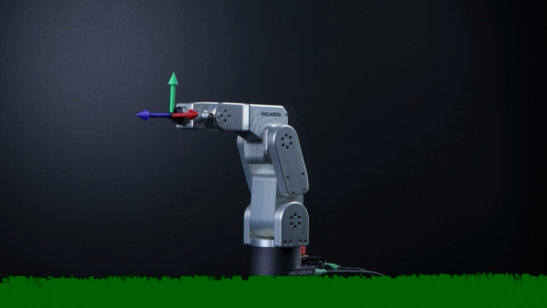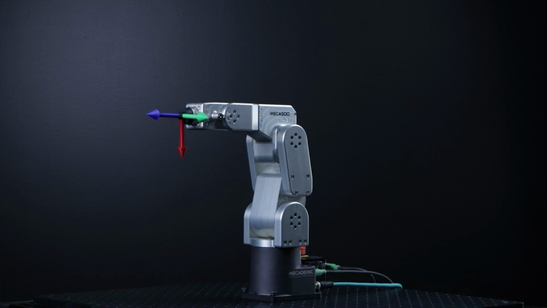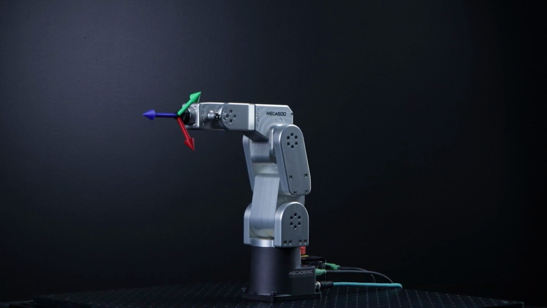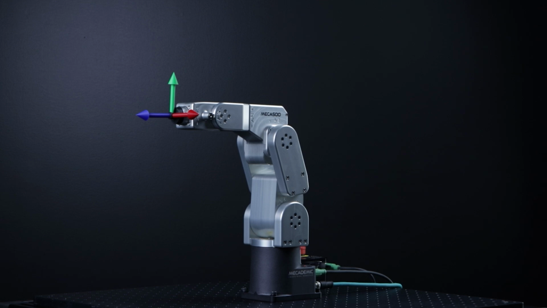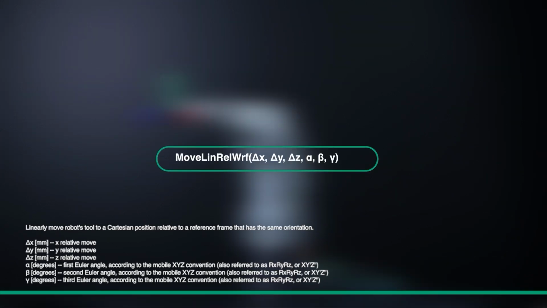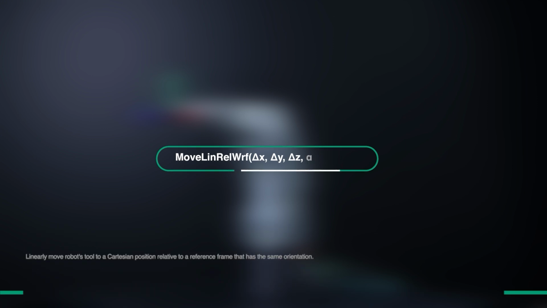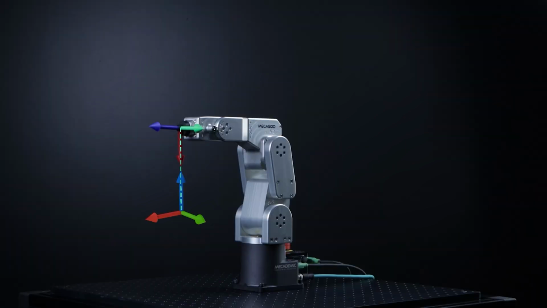If the target orientation is different from the initial orientation, the orientation will be modified along the path using a minimum torque path. Move-lin-rel WRF is a relative linear move very similar to move-lin, but the arguments are relative poses with respect to the current pose of the TRF, but relative to the WRF.